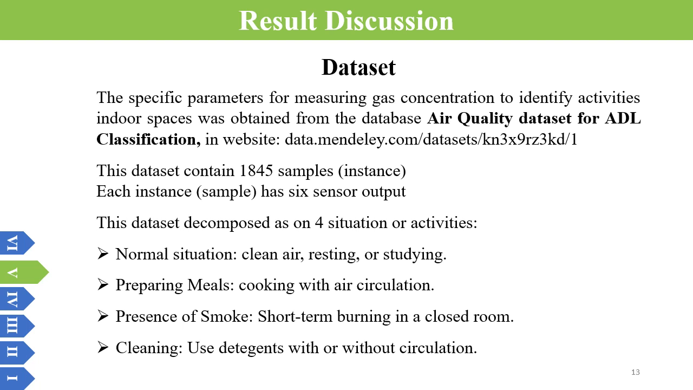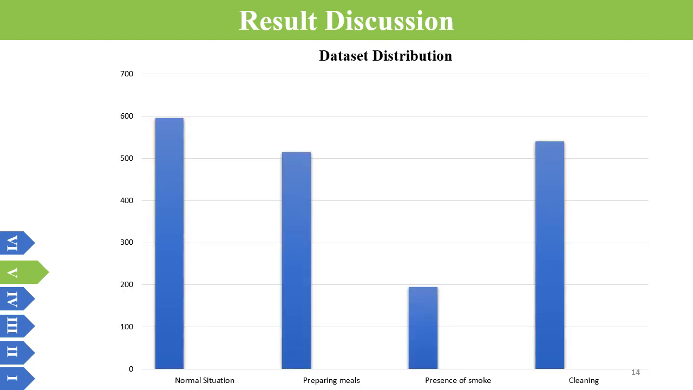Each sample has 6 sensor output values. Our dataset is decomposed into 4 situations or 4 activities: normal situation, clean air, resting or studying; preparing a meal, like cooking; presence of smoke, like smoking; and cleaning, like using detergents. And here we represent the dataset distribution, and as we see, our dataset is imbalanced.